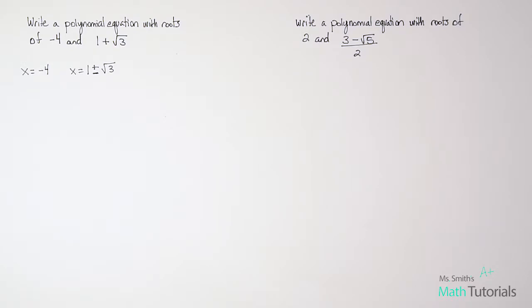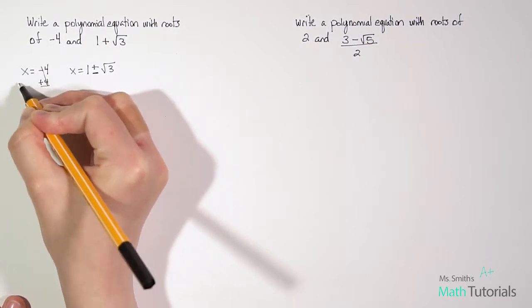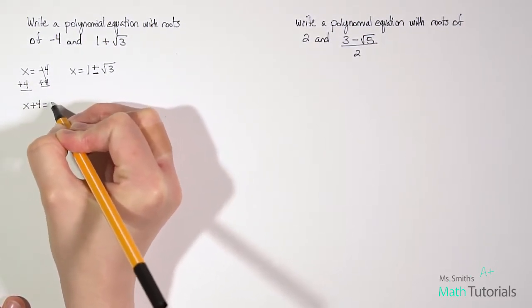Okay, so let's go ahead and solve this. For our x equals negative 4, pretty basic. We just want to add 4 to both sides. So then we get x plus 4 equals 0.